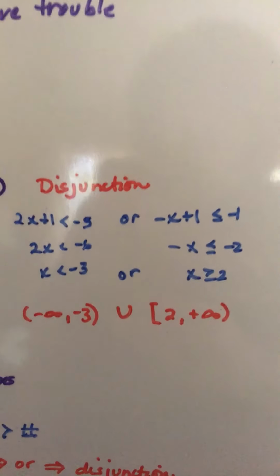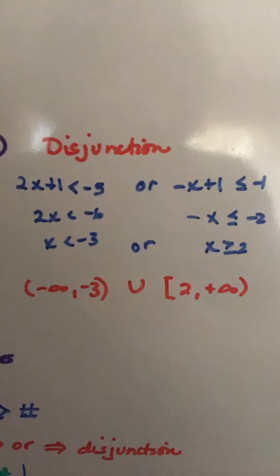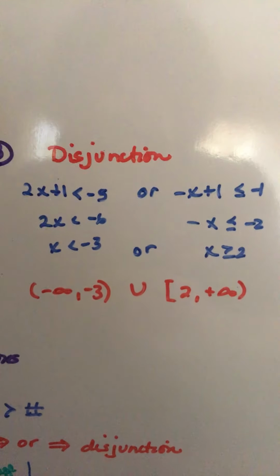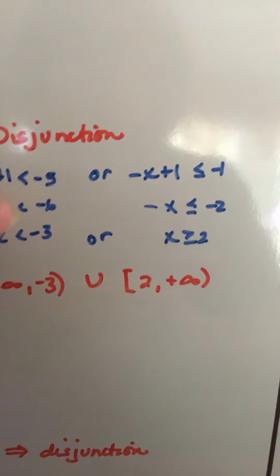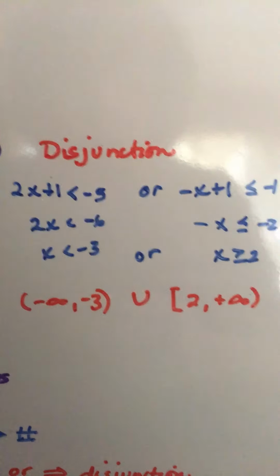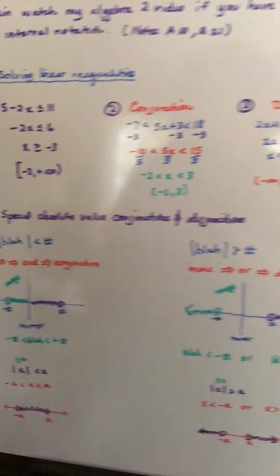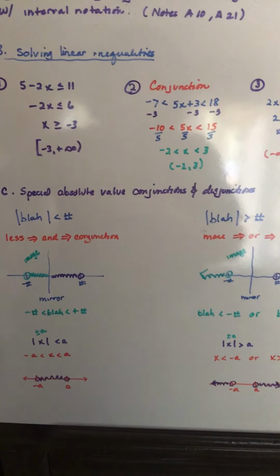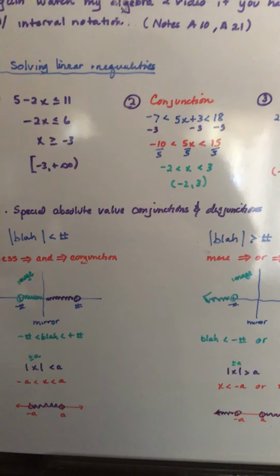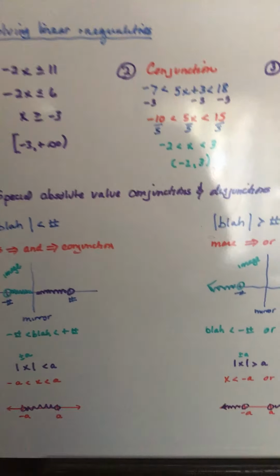A disjunction has your "or" in it, and it's a left end and a right end. Typically, once I've solved it, I have the "or." Nothing new here, just a quick review. Now, we want to spend some time on absolute value. When do I have a conjunction and when do I have a disjunction?